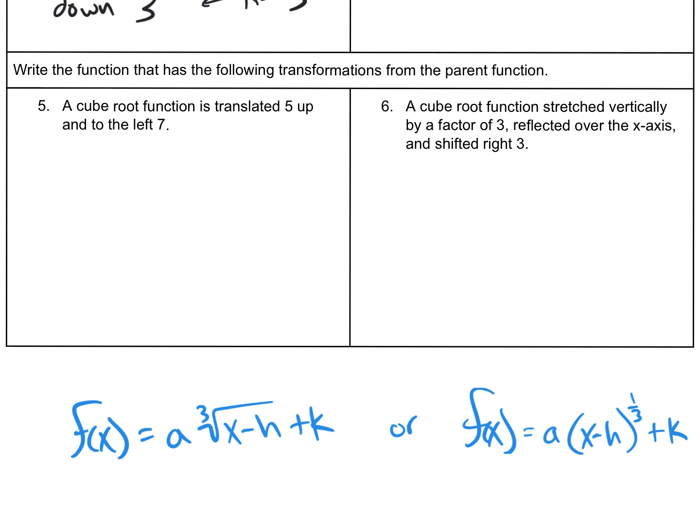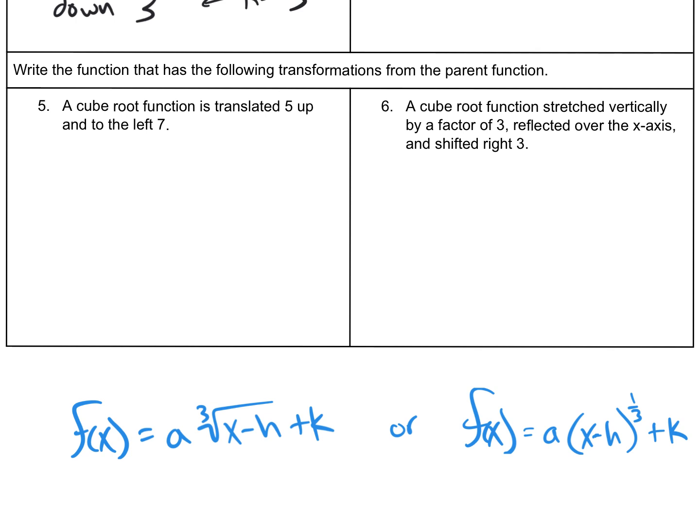So down here, number 5 and 6, we could really put these in either of these 2 formats, right? We could use the radical symbol with the index value of a 3 on it, or we could throw the x minus h in parentheses and put that fractional exponent of 1/3 on it. Both of those really are the same thing, just different ways to express a radical.